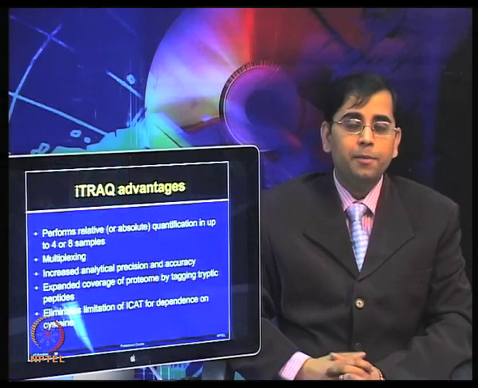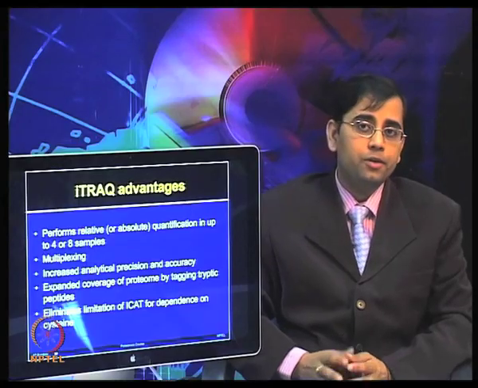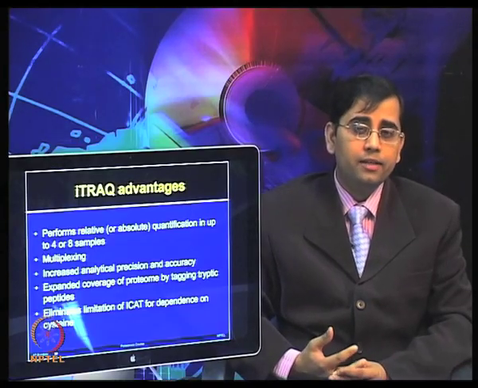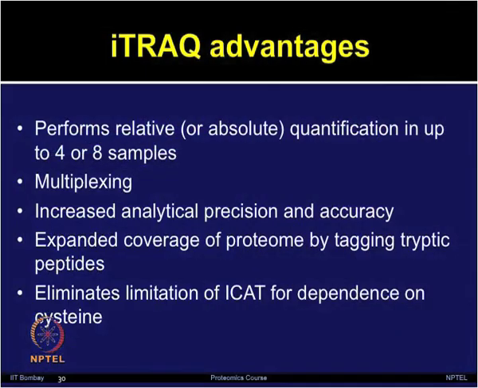Okay, so I hope the animation was informative and now you are able to understand all the steps involved in the iTRAQ experiment. So, now let us talk about the advantages of using the iTRAQ method. This method performs relative and absolute quantitation in up to 4 or 8 samples. It gives good multiplexing capability. It increases the analytical precision and accuracy. The expanded coverage of the proteome can be obtained by the iTRAQ method by tagging the tryptic peptides.